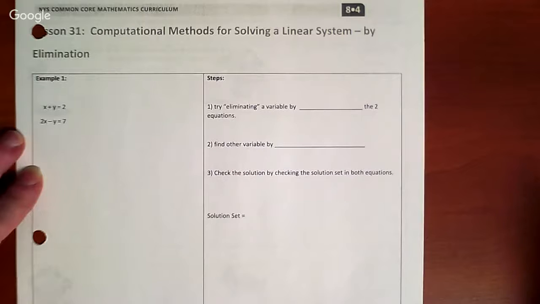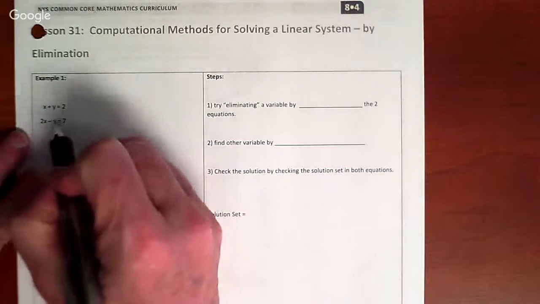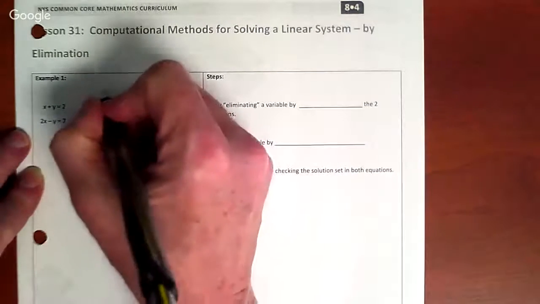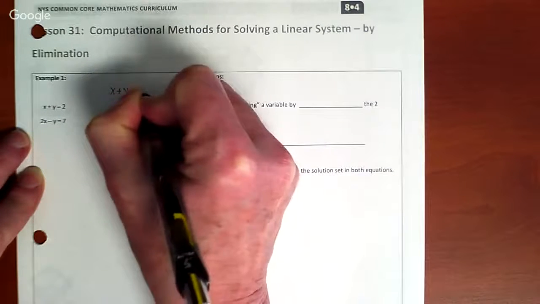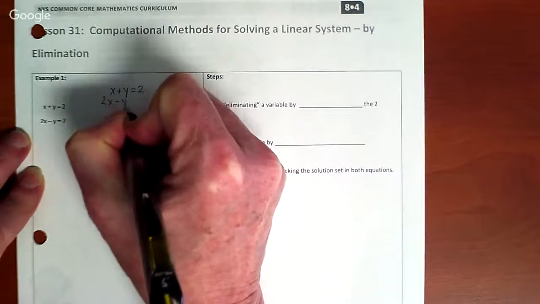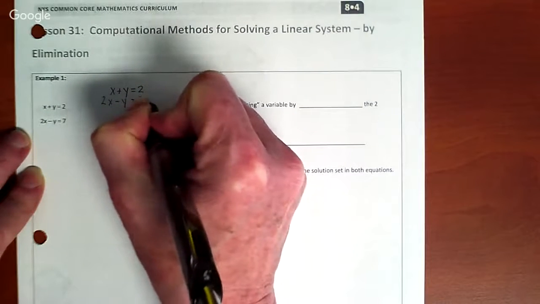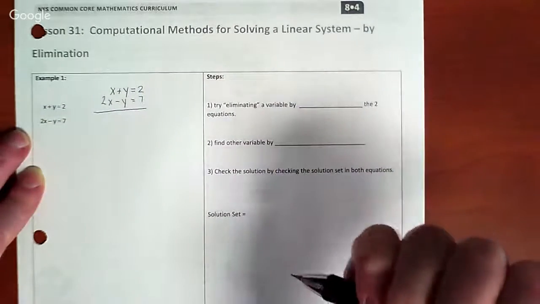This is lesson 31, computational methods for solving a linear system by elimination. With this, we're going to work with elimination. Here are our equations, so let's rewrite them first. We have x plus y equals 2, and 2x minus y equals 7. We are going to do this by elimination.